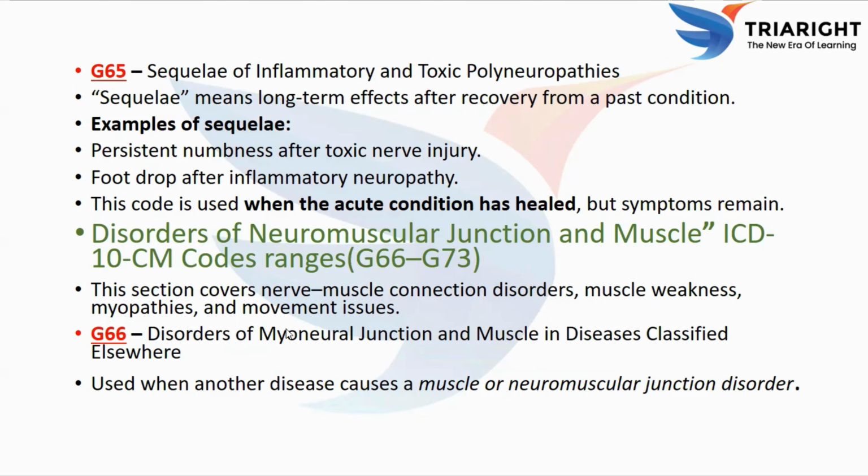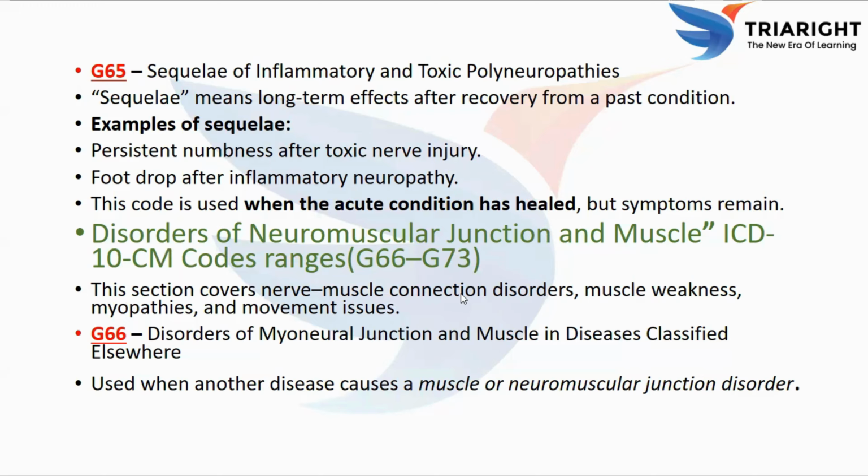So what is the code G66? Disorders of myoneural junction and muscle in disease classified elsewhere. So what does this mean? You have to use G66 whenever another underlying disease, like an infection, autoimmune disease or metabolic disease, causes a muscle or neuromuscular junction disorder. For example, muscle weakness due to a thyroid disease, neuromuscular junction problems caused by an autoimmune disease, and also muscle dysfunction caused by a viral infection. So these are all the examples of the G66 code.